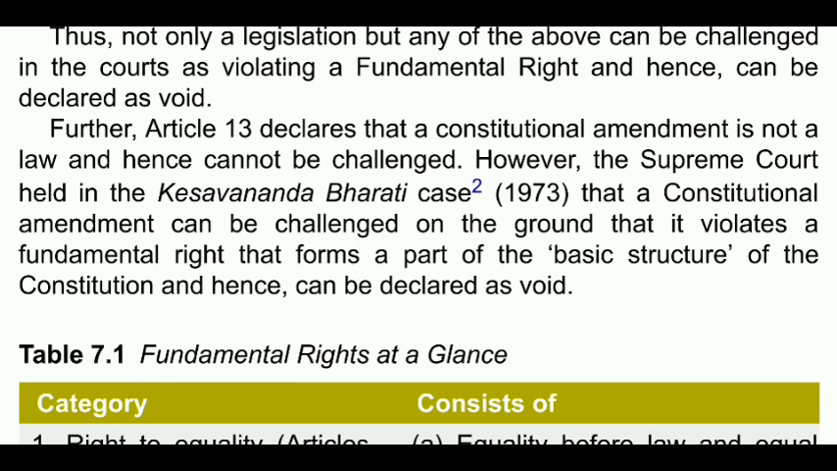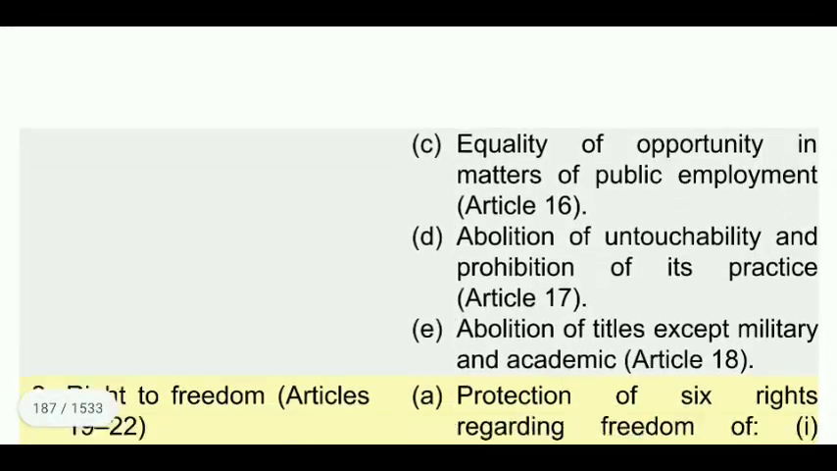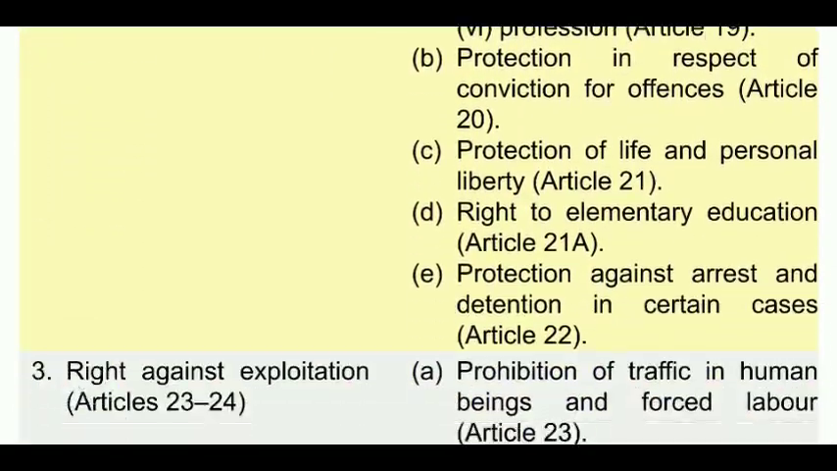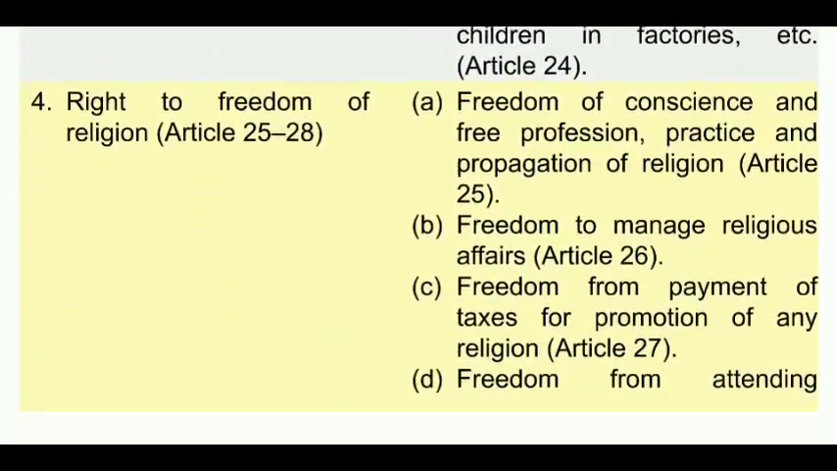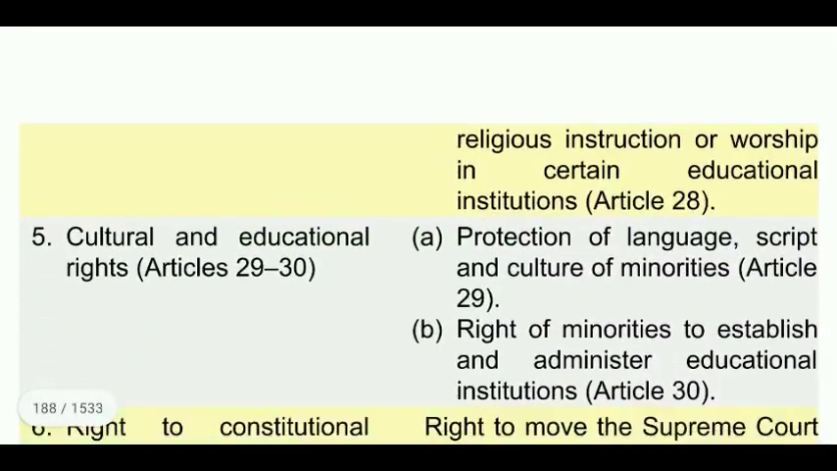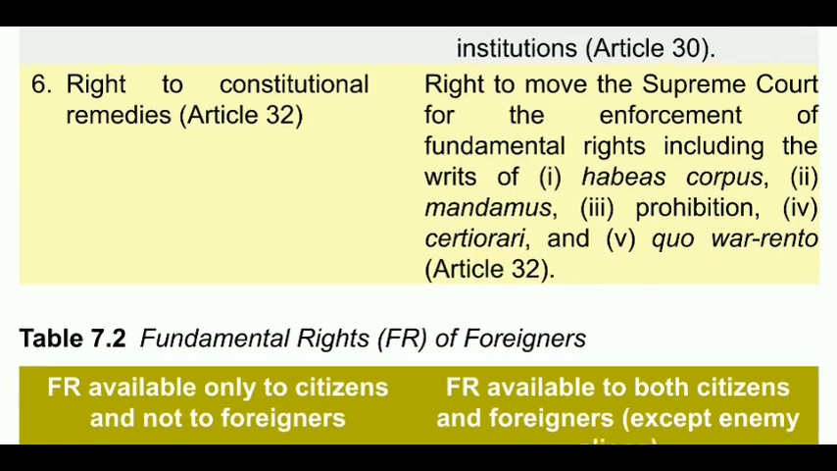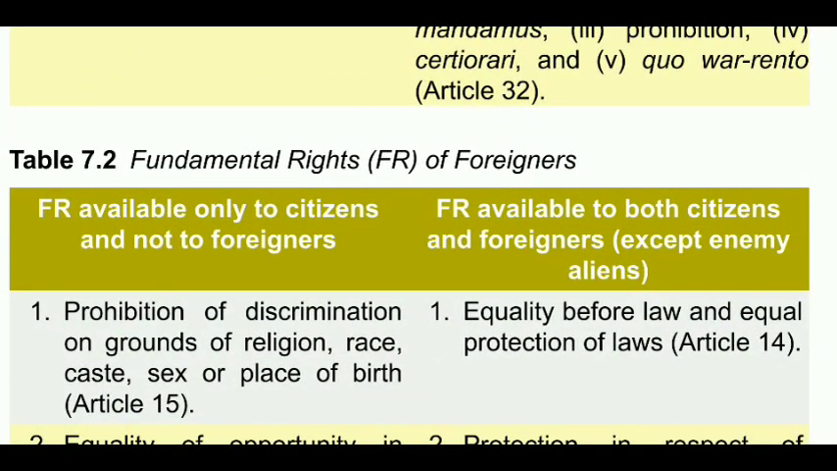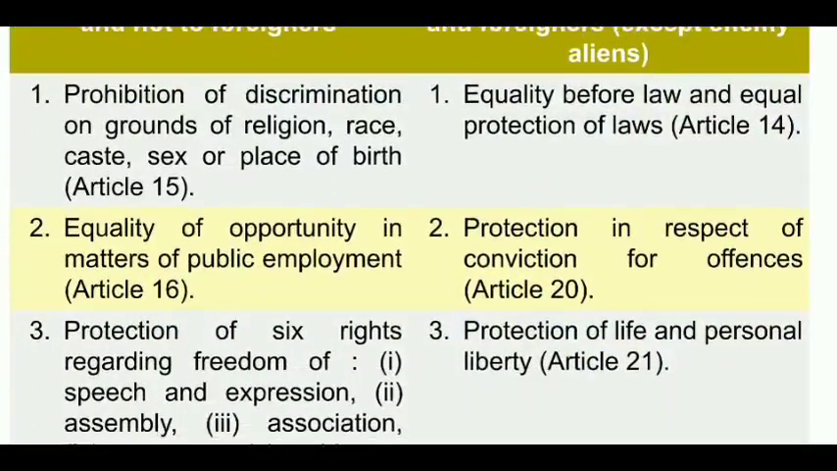You have Table 7.1 Fundamental Rights at a glance. Right to equality, right to freedom, right against exploitation, right to freedom of religion, cultural and educational rights, right to constitutional remedies. Now we have Table 7.2 Fundamental Rights of Foreigners. You can see here.